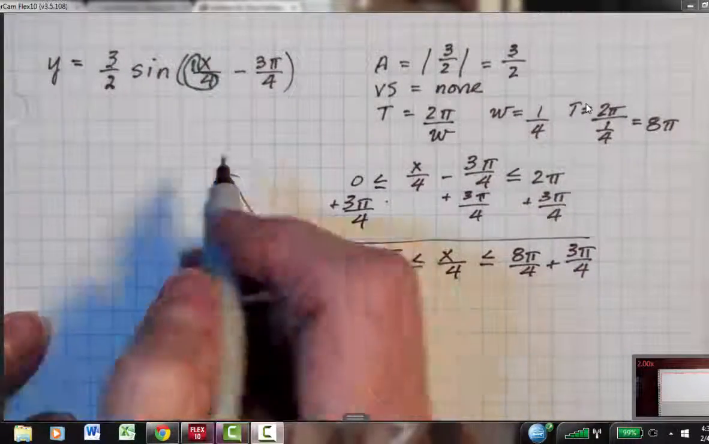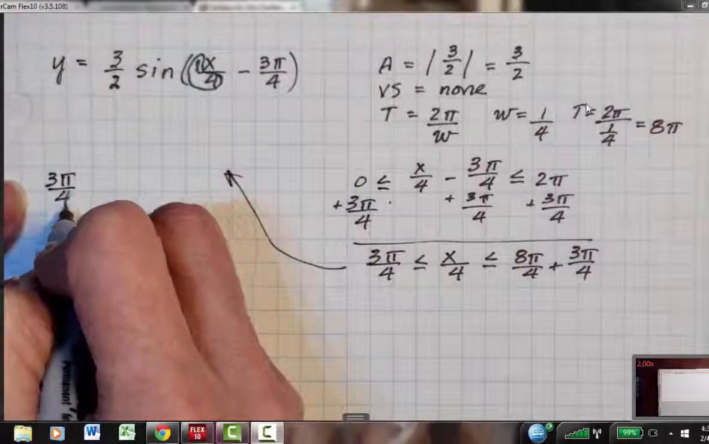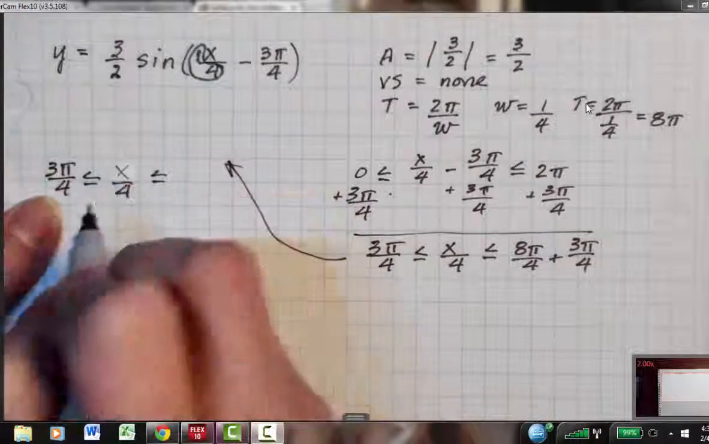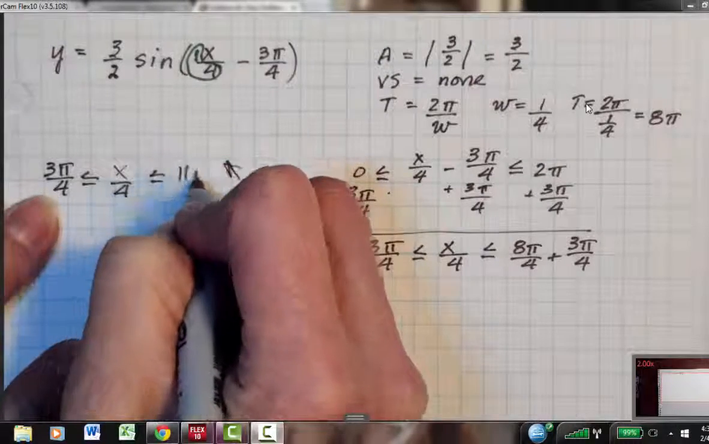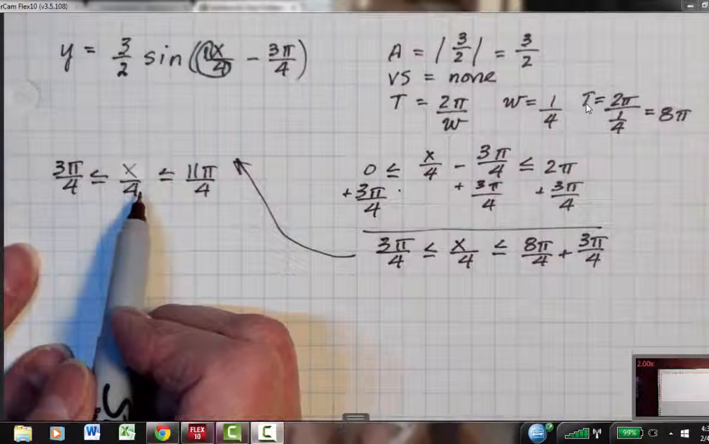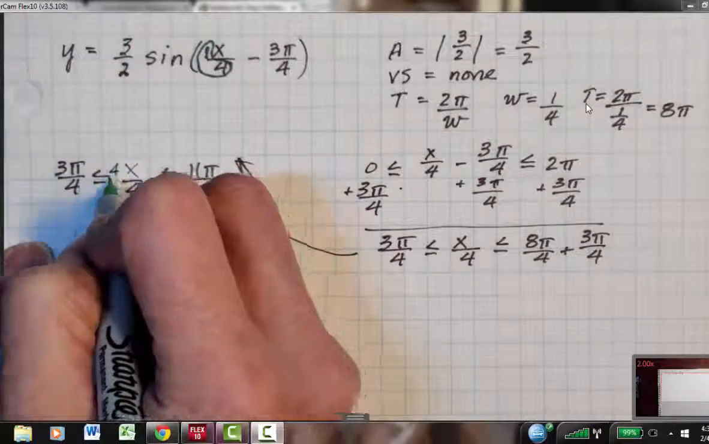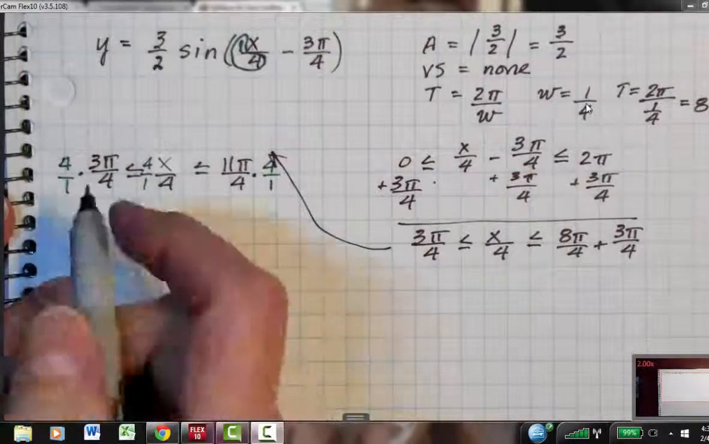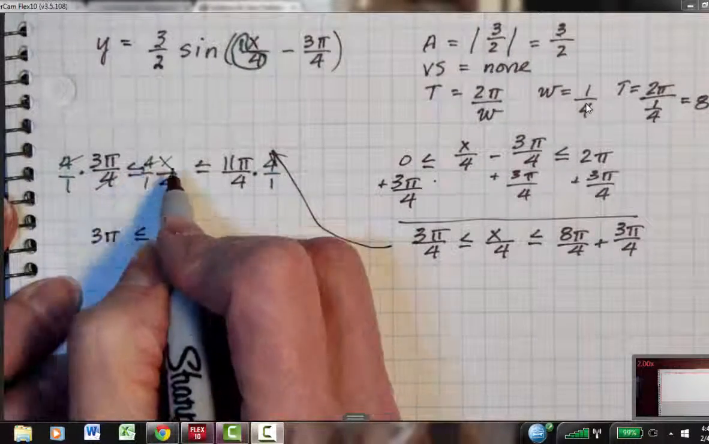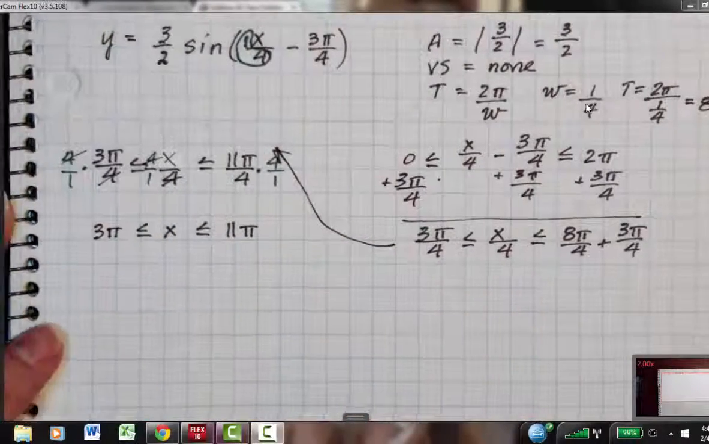So then my phase shift becomes 3 pi over 4 is less than or equal to x over 4, which is less than or equal to 11 pi over 4. Now I need to get the x by itself. I'm going to multiply by the reciprocal, which is 4 over 1. So every term is going to be multiplied by 4 over 1. And my inequality becomes 3 pi is less than or equal to x, which is less than or equal to 11 pi. So this tells me two things.